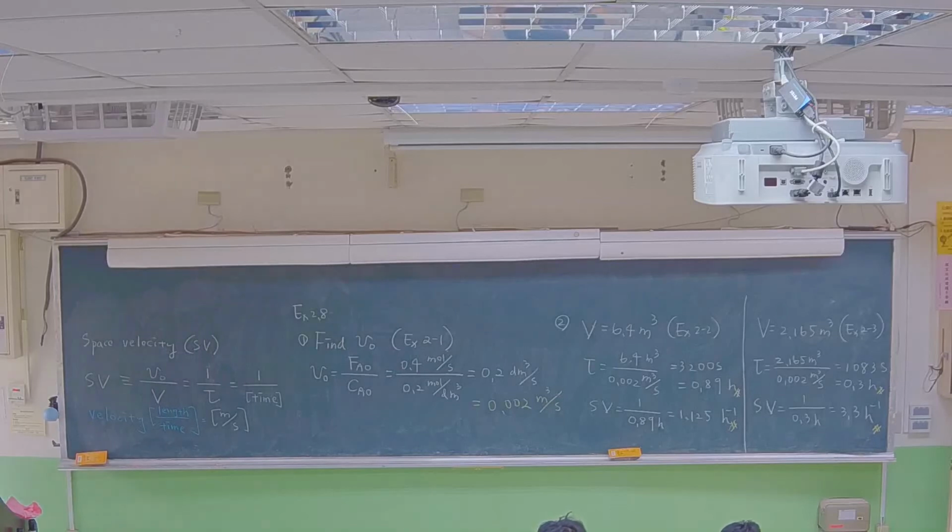Okay, so there are 4 answers, right? For example 222, we got a space-time and a space velocity. For example 223, we got a space-time and a space velocity as well. So the unit is not required to be hour. It is okay for you. But you have to check if the unit is required by the question. You have to check the unit.